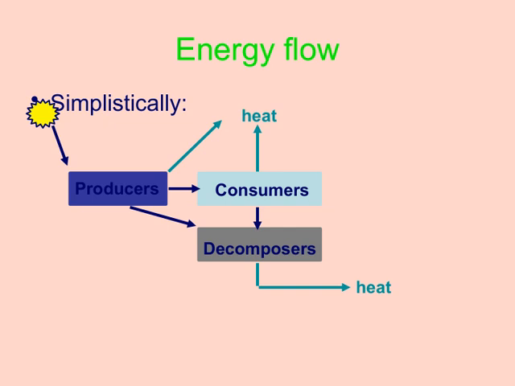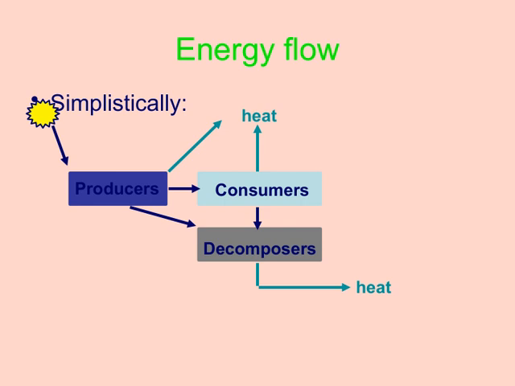Simplistically, this pattern of energy transfer among different organisms is what we call the trophic structure. At the base, we have the producers. These are the plants and algae that convert sunlight into energy through photosynthesis. They form the foundation of the energy pyramid.